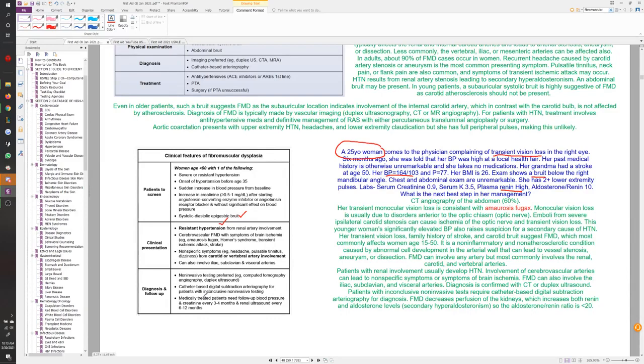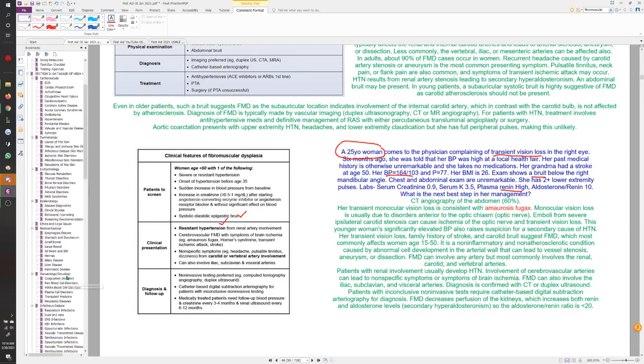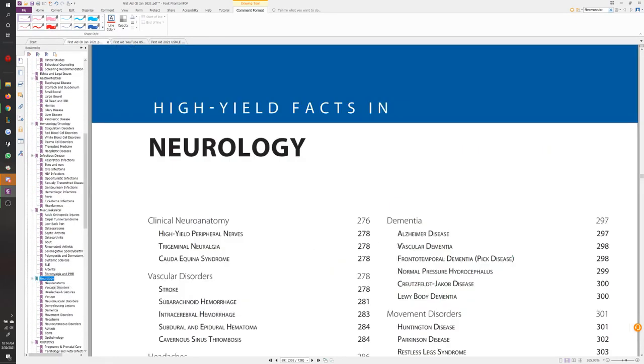Management is a big deal for fibromuscular dysplasia, because you have to do diagnosis, but mainly just follow-up. No real treatment per se. Medically treated patients need follow-up blood pressure and creatinine every 3 to 4 months, and a renal ultrasound every 6 to 12 months. So if you forgot about fibromuscular dysplasia and how it's managed in the clinical setting, that's your little shock study moment of just making sure you go back and check that to get it down.